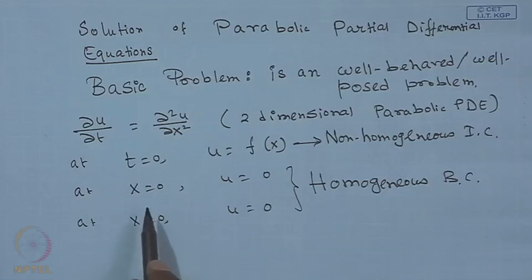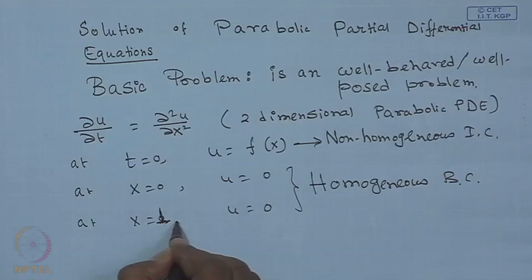Similarly, you can have a Neumann boundary condition anywhere here, but it should be homogeneous, and any Robin or mixed boundary condition may be present at x equal to 1 or at any of the boundaries, but if that condition is homogeneous, then this is a well posed problem.